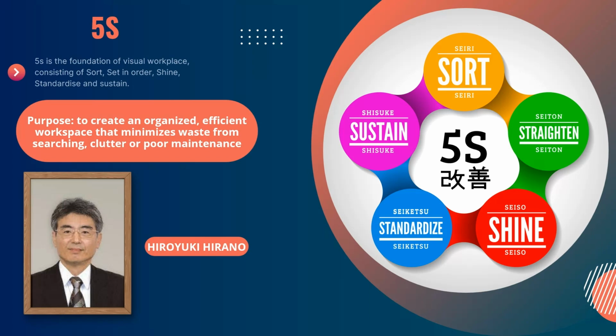Sorting means to remove the unnecessary items. Set in order means arranging the tools and materials for easy access. For example, shadow boards. Shine means clean and inspect regularly. Standardize, develop rules to maintain the first 3S. And sustain means auditing and reinforcing habits through training so that this could have a long lasting effect.